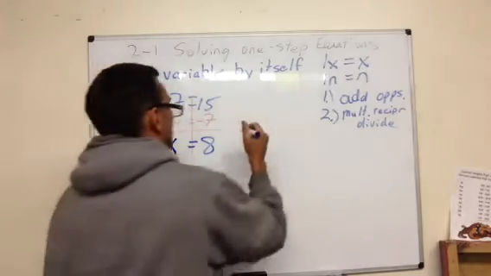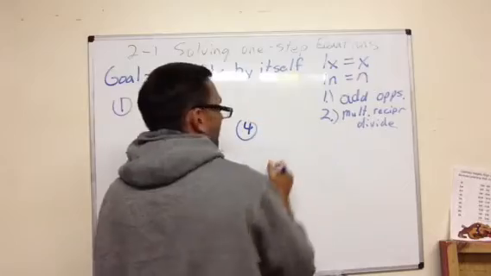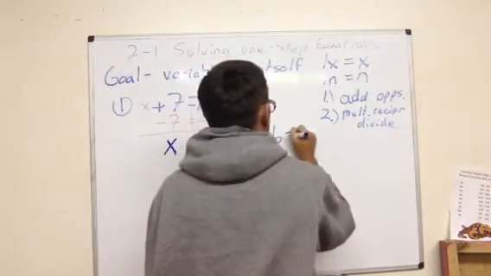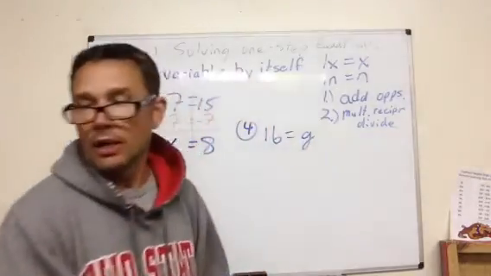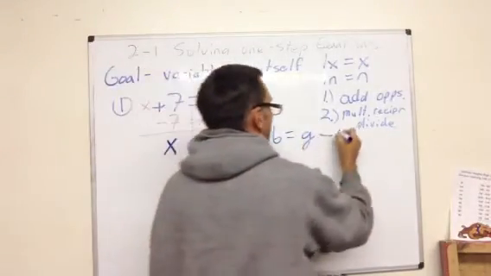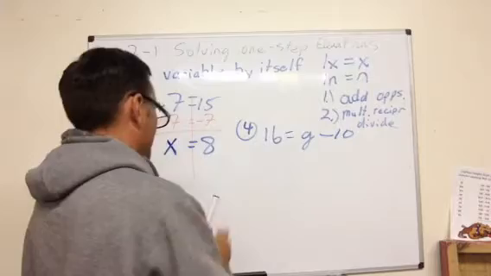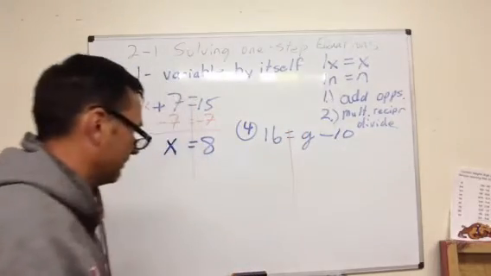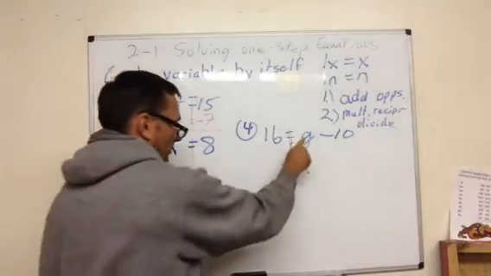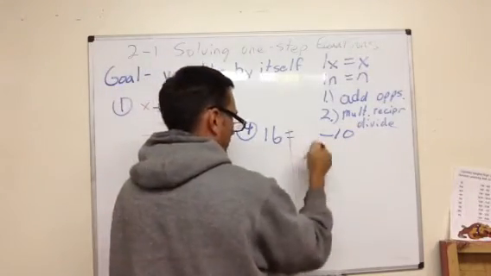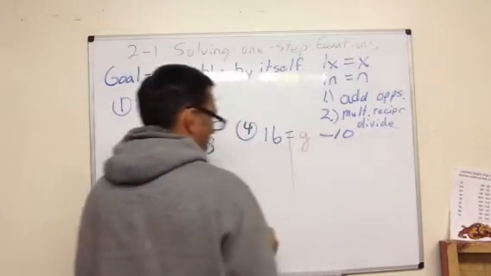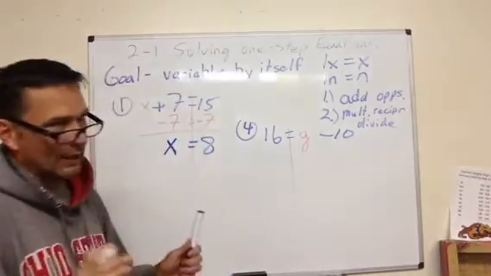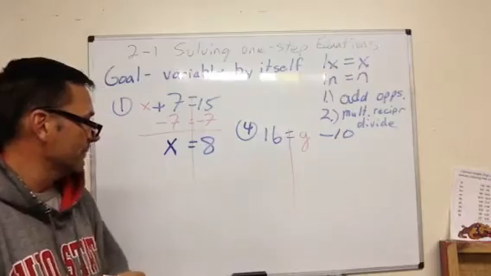Now I'm going to skip ahead to number 4. Number 4 was 16 equals g minus 10. Again, I'm going to start by making a line down the middle, right by the equal sign. Here's my variable, g. So I want to keep g all by itself. I only want to look at the side where the variable is.